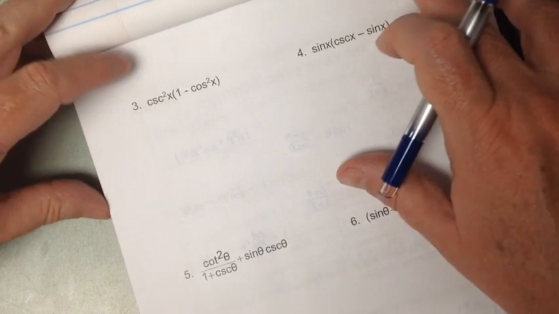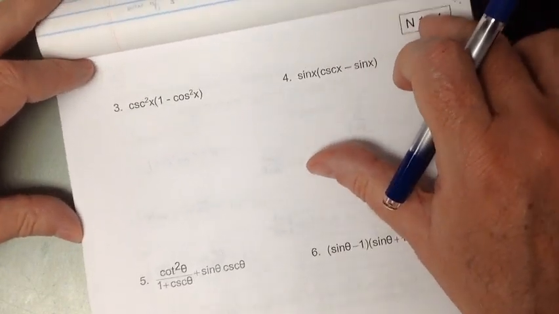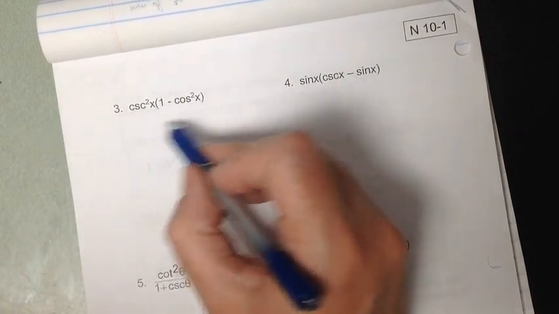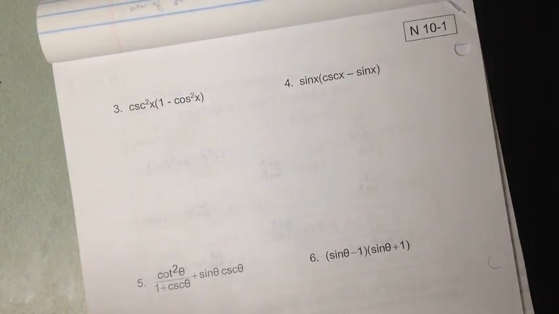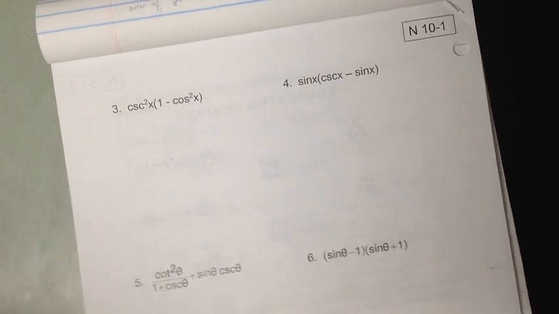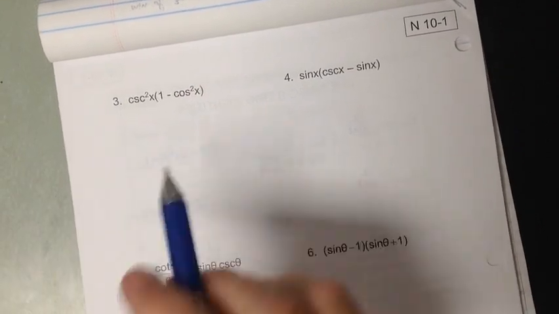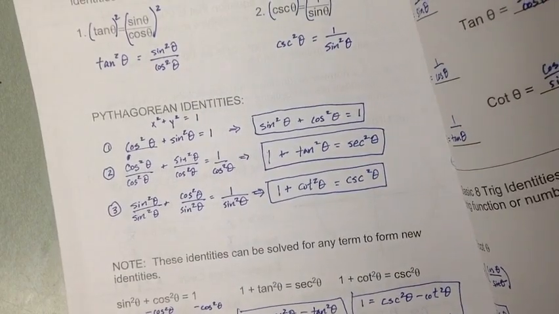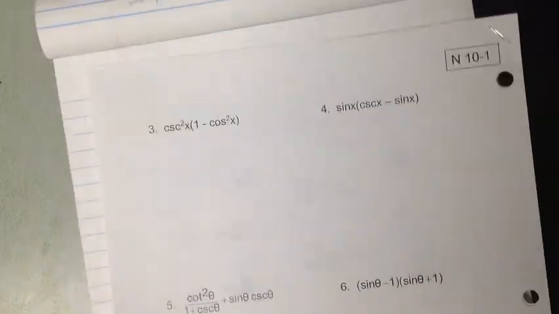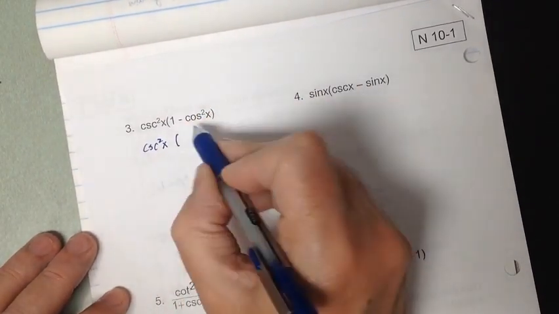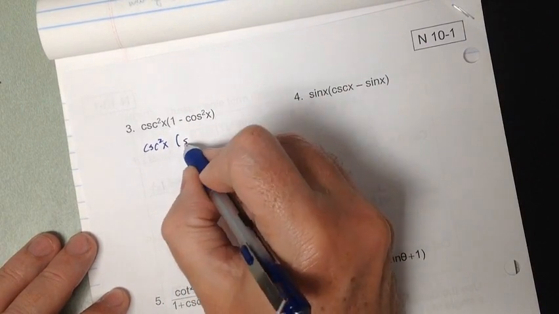Cosecant squared times 1 minus cosine squared. All right. So 1 minus cosine squared, anytime I see 1 involved, and things are squared, my first reaction is maybe it's going to be related to the Pythagorean identity. And I know that 1 minus cosine squared equals sine squared. So what I have now is cosecant squared x. This is equal to sine squared, so I'm just going to replace it.